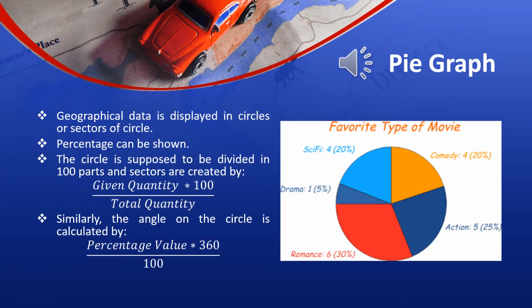Now comes pie graph. What is a pie graph? On a pie graph, geographical data is displayed in circles or sectors of a circle. Percentage can be shown. The circle is supposed to be divided into 100 parts and sectors are created by the given formula: given quantity multiplied by 100 divided by total quantity. Similarly, the angle on the circle is calculated by percentage value multiplied by 360 divided by 100.